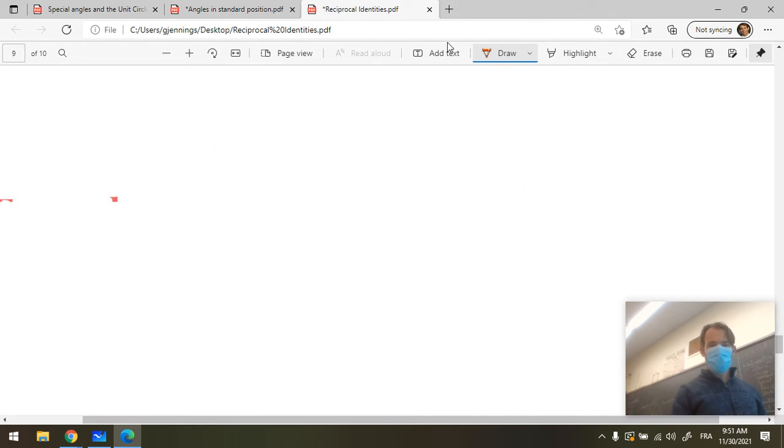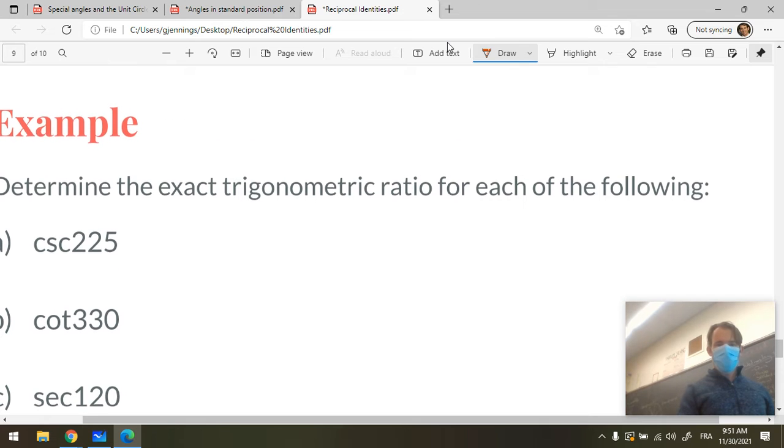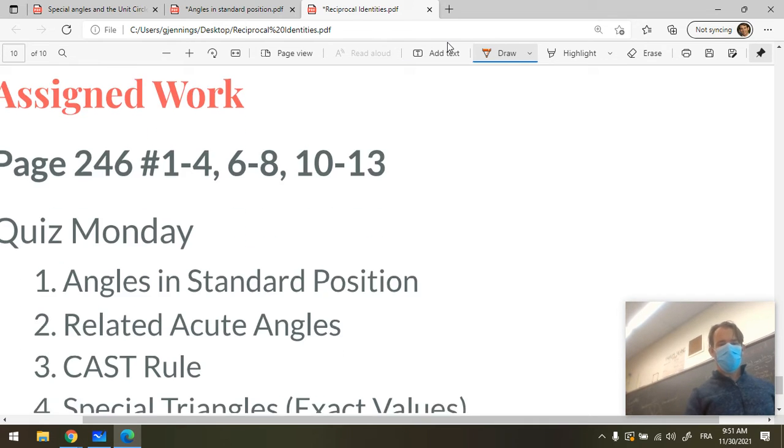Okay, cool. Determine exact trigonometric ratios. We're not ready for that one yet.